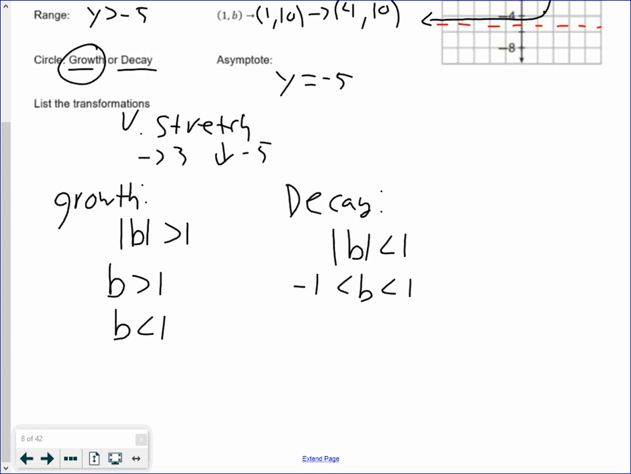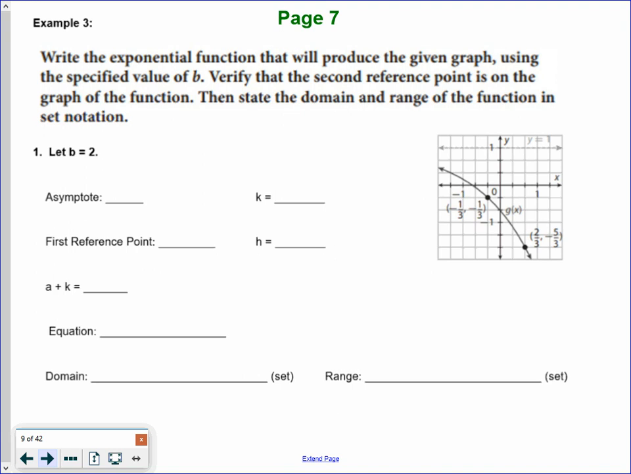All right, so let's keep on going. Example 3. Here we're going to write the exponential function when given a graph. We're going to be working backwards, right? I'm given the graph this time, but we're going to work backwards to figure out what our function is going to be. So on number 1, we're told b is 2.